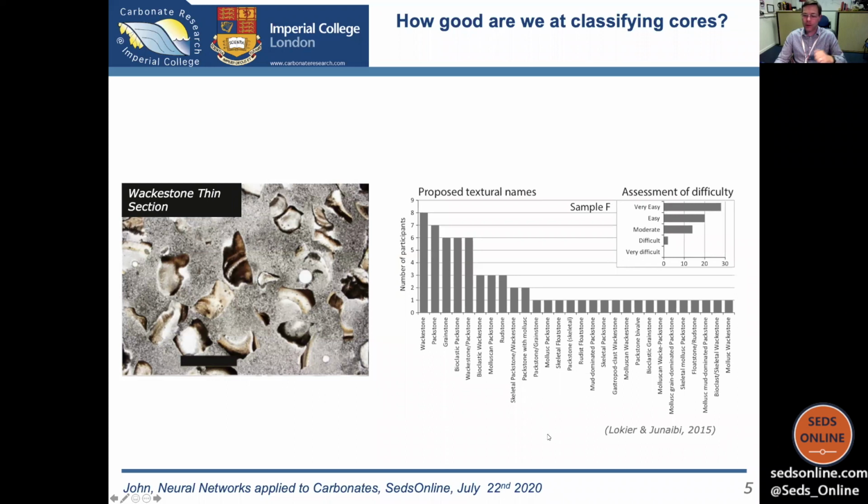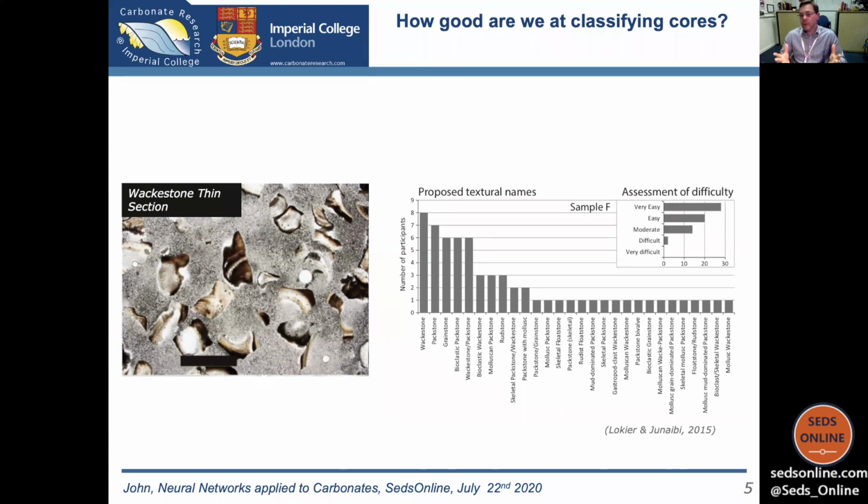That's a great paper. I recommend that you read it, the Lokier and Al Junaibi 2015. So here's an example of a wackestone thin section. Okay, it's clearly a wackestone. And here's how the 60 individuals who took part classified this wackestone. And you can see that only 8 participants said it's a wackestone. And then you have a huge tail of different classification names. Some of them have the term wackestone in them, like a molluscan bioclastic wackestone, for instance. But a lot of them don't have wackestone at all in their name and are just plain wrong. So we're not really good if you look at this.